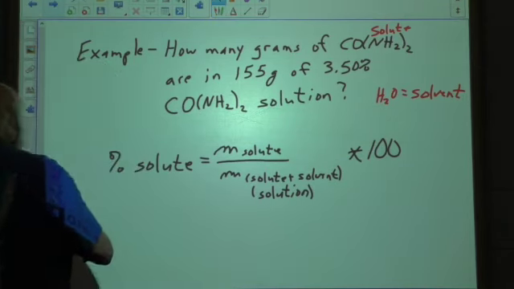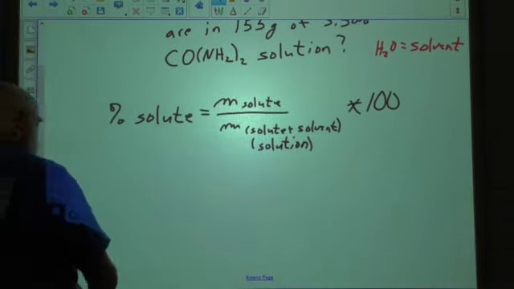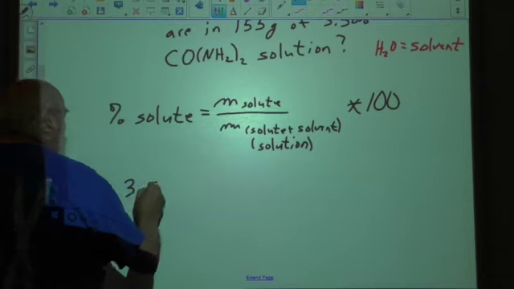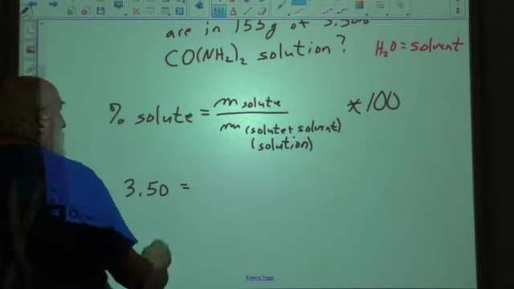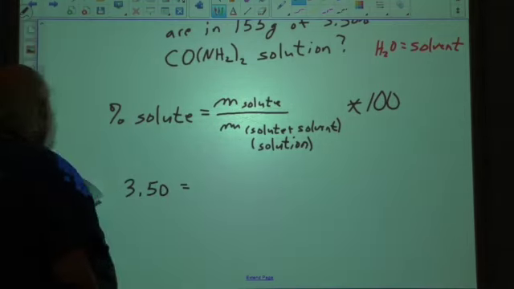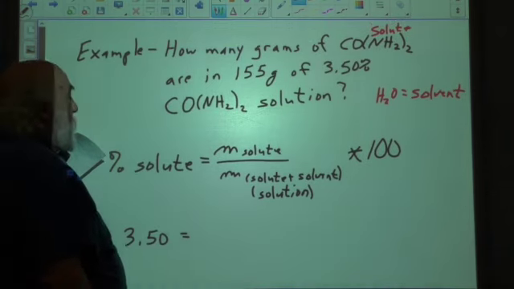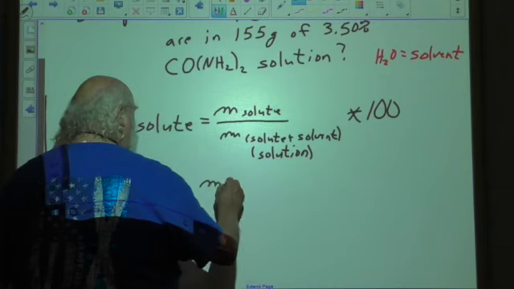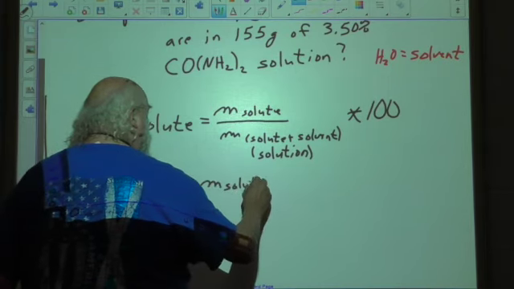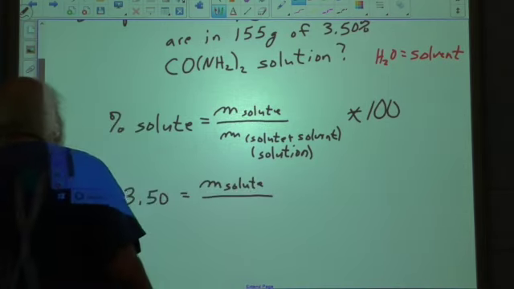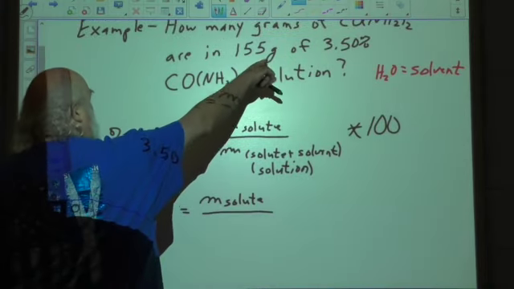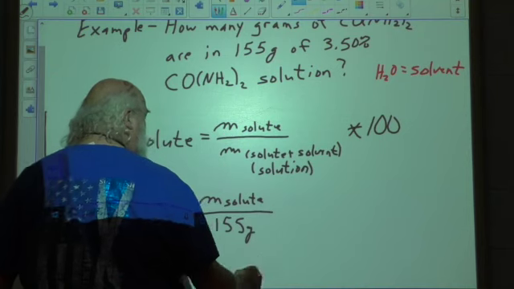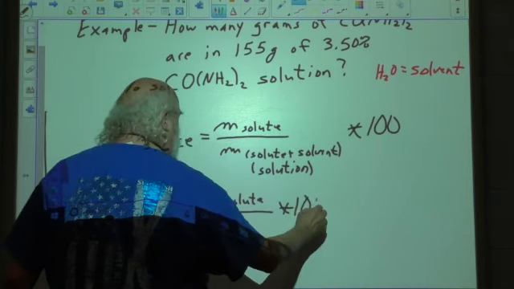When you put it in the equation, it asks for the percent. Do not put the percent sign in. That's what the 100 is for. So we're going to leave it without. The mass of the solute is what we're trying to find. So that is our unknown. Mass of solute over the mass of the solution. It says here the mass of the solution is 155 grams. That is the mass of both the solute and the solvent times 100.